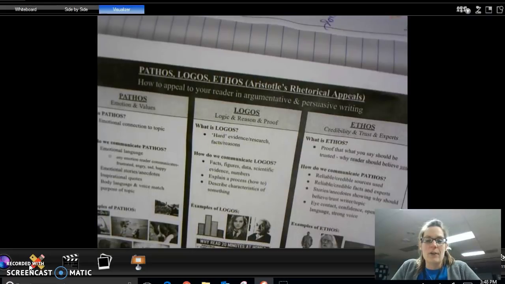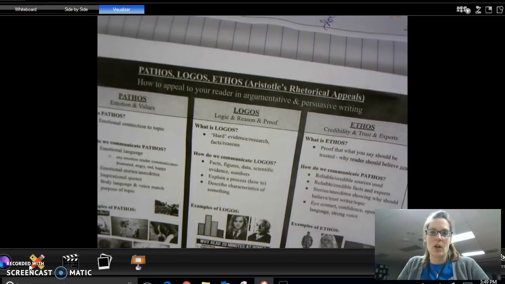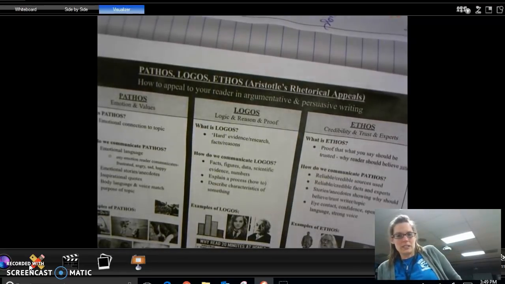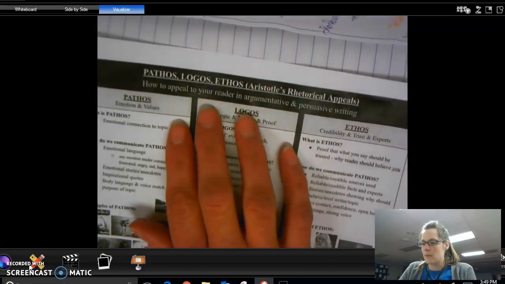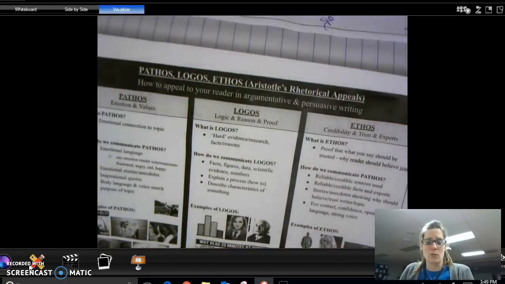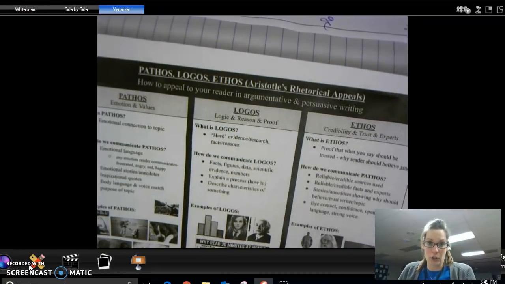Ultimately, on your final paper, you will also do some analyzing for all three elements, because these three elements are what Aristotle, who is long, long gone, has said basically makes readers believe what it is that you're writing in an argument.